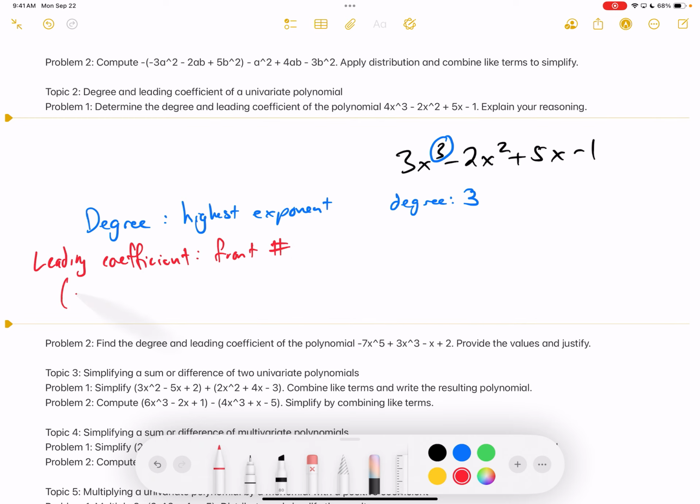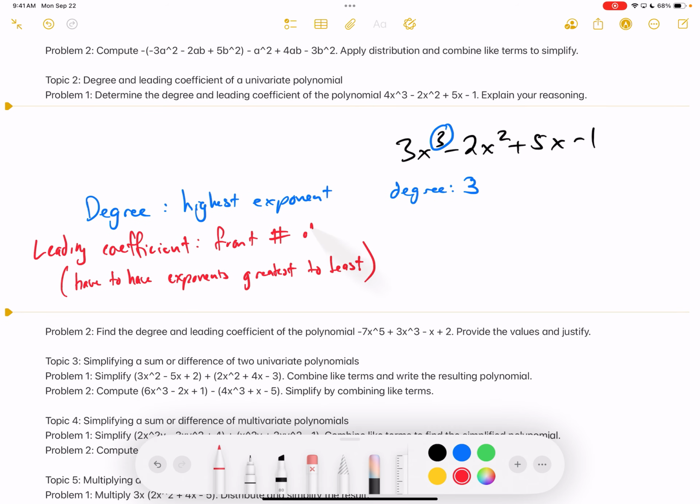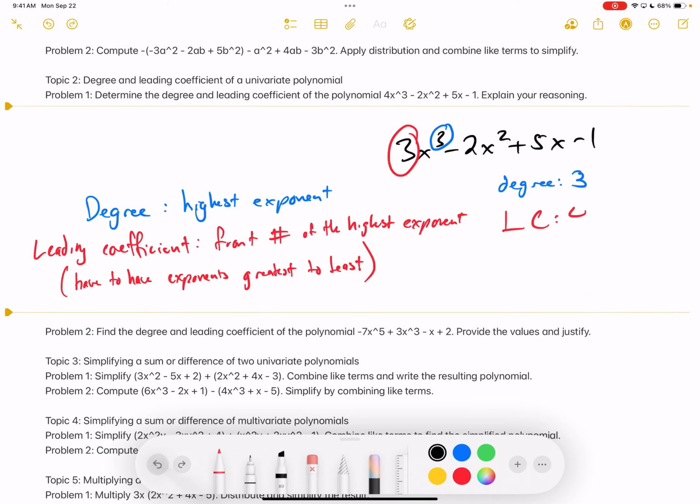But first you have to have exponents lined up from greatest to least. Okay. So it's actually the front number of the highest exponent. And I'll rewrite the next problem to kind of show you what I mean by that. So the degree on this one is 3, and my leading coefficient is 3 as well on this one. Whoa.